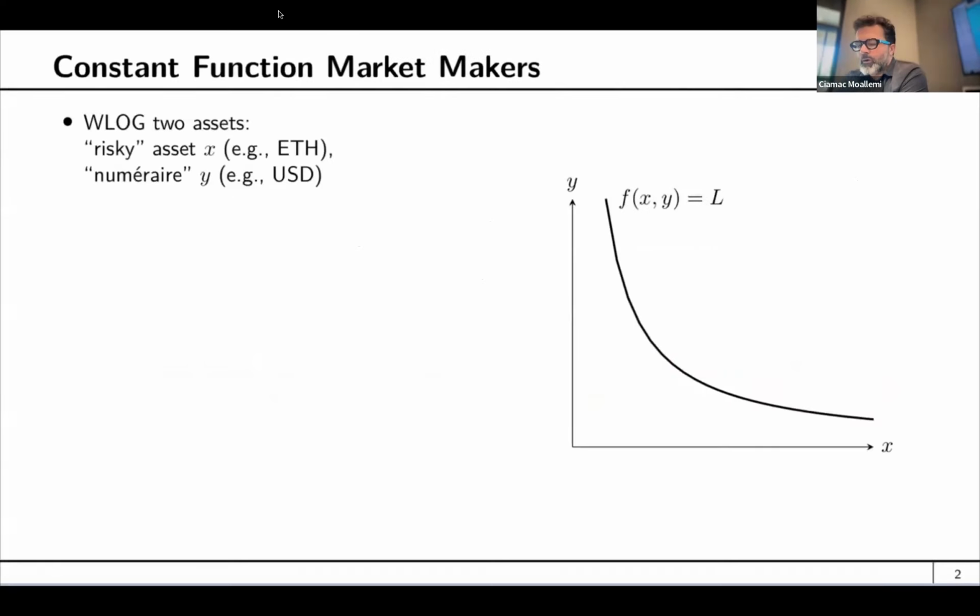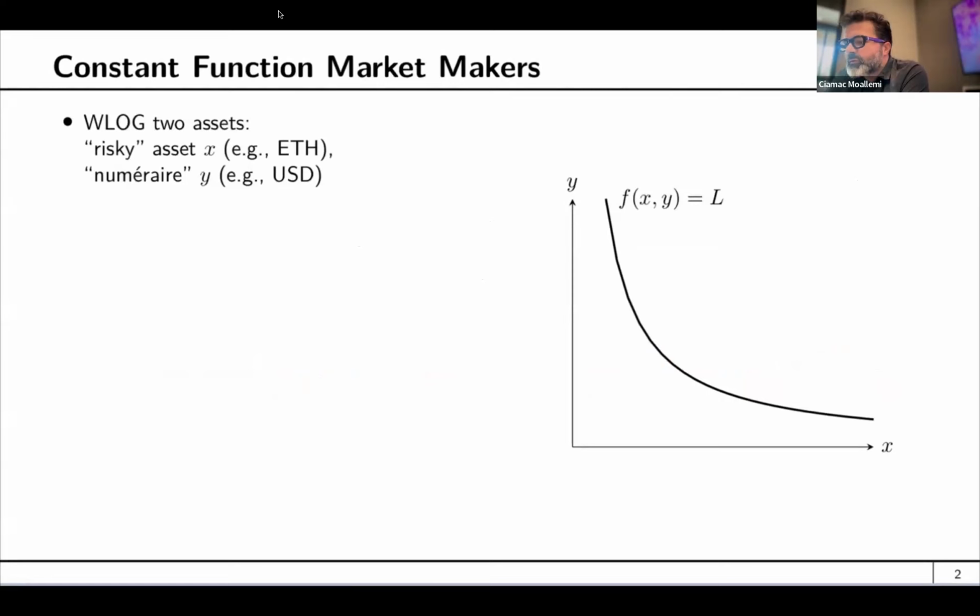So we're going to talk about automated market makers. Sometimes they're also called constant function market makers. We're going to see where that name comes from in just a second. But just to set things up, without loss of generality, we're going to imagine that we're dealing with two assets. The first asset is going to be a risky asset. We're going to typically denote that by X. And so our running example will be the Ethereum cryptocurrency.